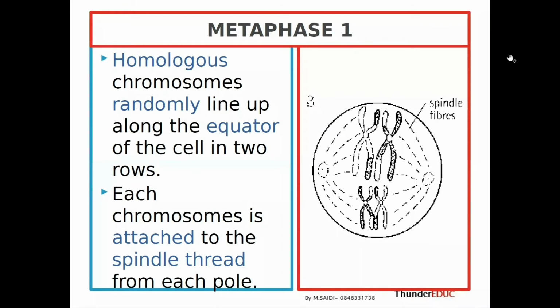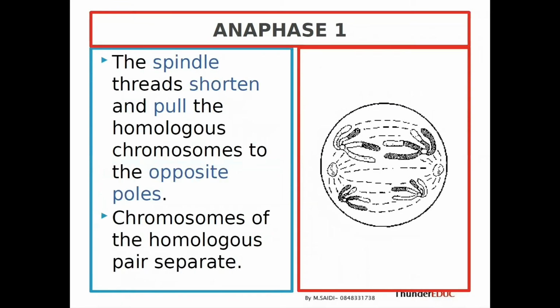Then we go to metaphase 1, and then to anaphase 1, the third stage. Ana, there's that A there, meaning away. Now the chromosomes, if you look clearly, they are being pulled away. You can see there, they are being pulled away.